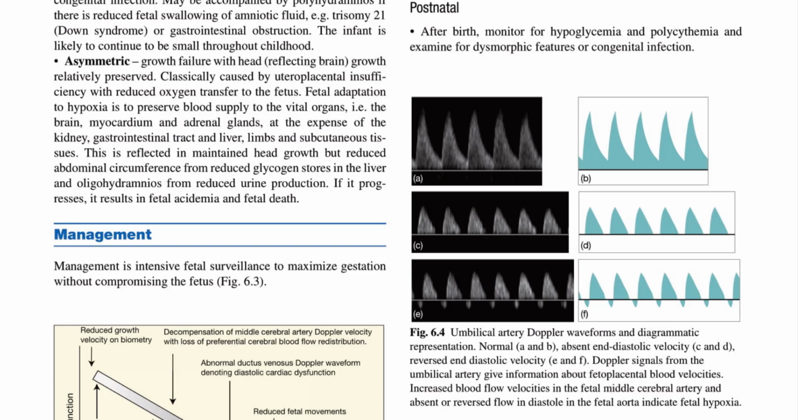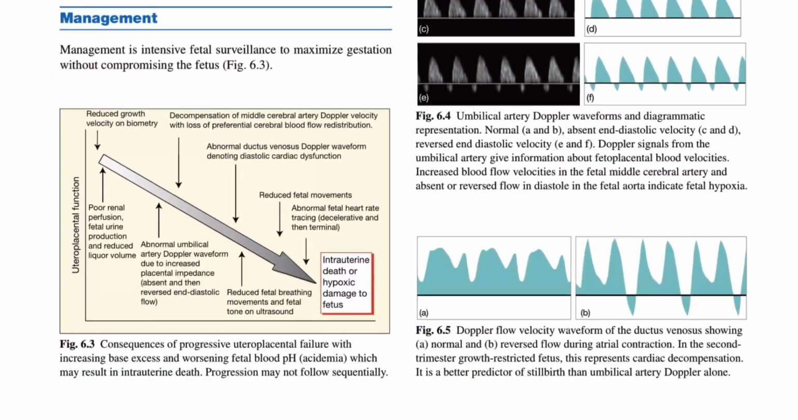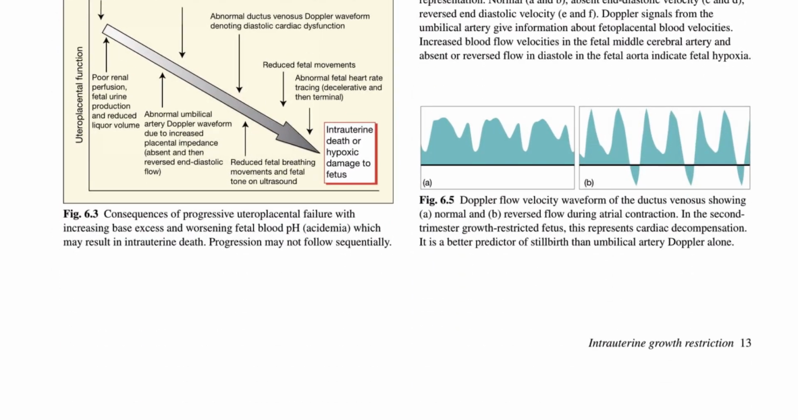Figure 6.4. Umbilical artery Doppler waveforms and diagrammatic representation. Normal, A and B. Absent end diastolic velocity, C and D. Reversed end diastolic velocity, E and F. Doppler signals from the umbilical artery give information about fetoplacental blood velocities. Increased blood flow velocities in the fetal middle cerebral artery and absent or reversed flow in diastole in the fetal aorta indicate fetal hypoxia.